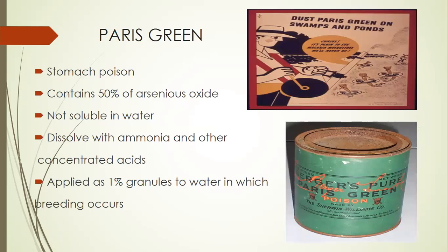Paris green. Dust Paris green on swamps and ponds. It's a stomach poison. It contains 50% of arsenous oxide. It is not soluble in water. It dissolves with ammonia and other concentrated acids. Applied as 1% granules to water in which breeding occurs.